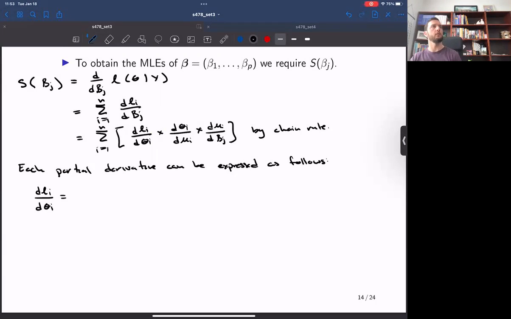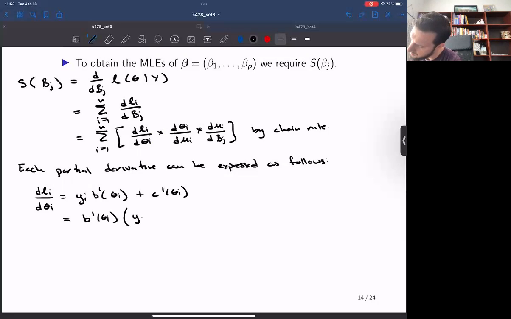So what we're doing now is basically just taking the derivatives of the components of the exponential family, right? So this thing can be written as yi b(theta i) plus c'(theta i). And this can be written as b'(theta i) multiplied by yi minus the expected value. So that's kind of a cool little representation.